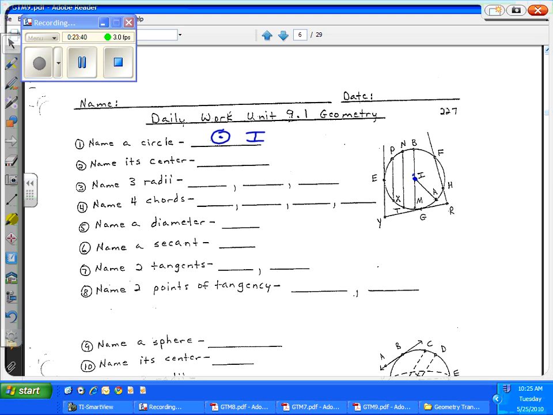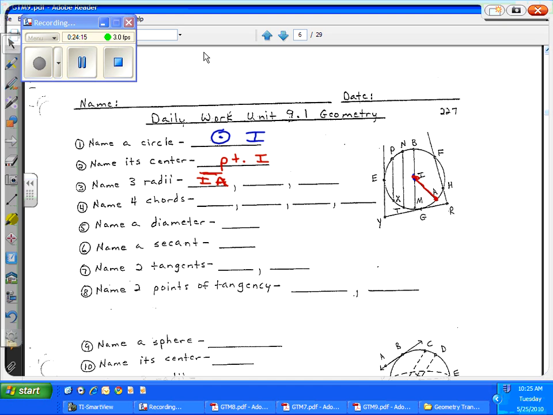Again, a circle is a set of all points in a plane, a given distance from a given point in that plane. The given point is center, so the center of the circle is point I, and the given distance is called the radius. It's a segment from the center to a point on the circle, or it's half the distance across the circle. It is a segment, and so we will name the radius as a segment. There's one of them. You can name the rest of them.